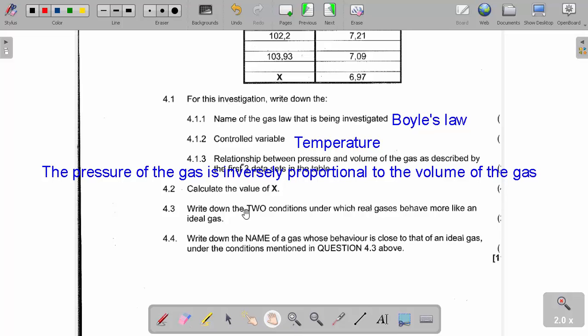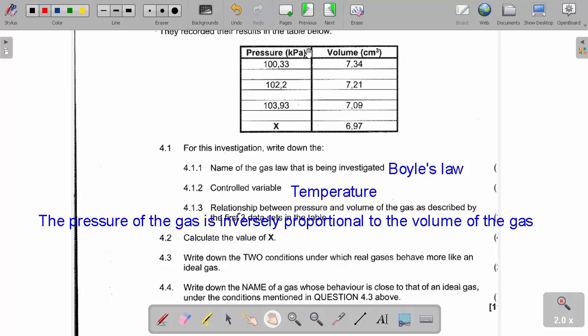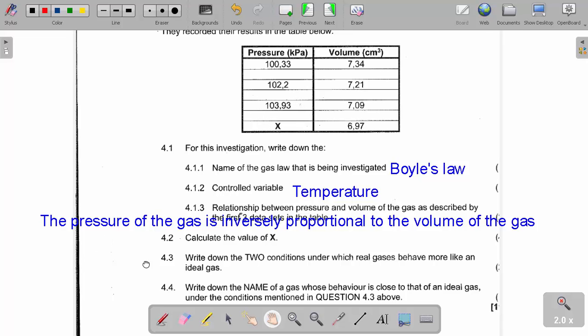Okay, they say calculate the value of x. Now this statement, if I want to say it using a formula, is P1 V1 equals P2 V2. I just look at my table and choose any set of data. If this is P1, it will be V1. So I can take the first one. I'm going to say P1 V1 equals P2 times V2. Then I can get my x just by solving.